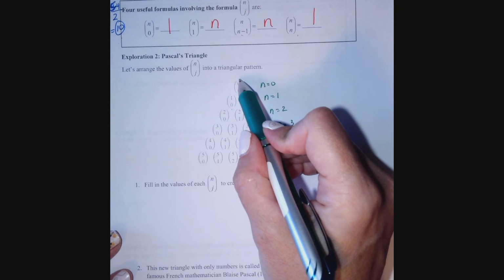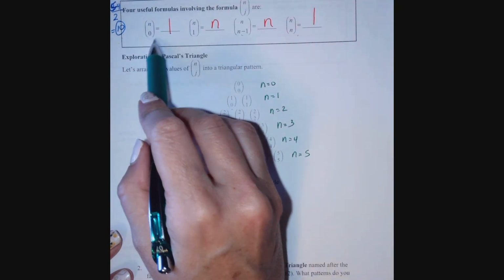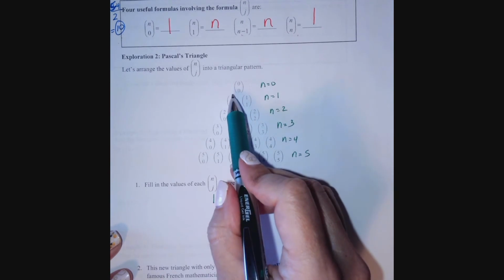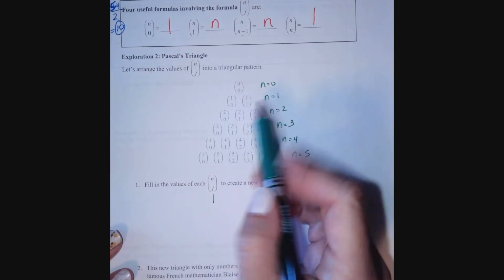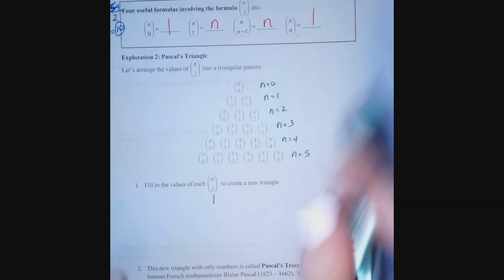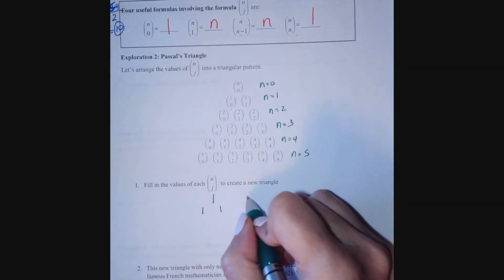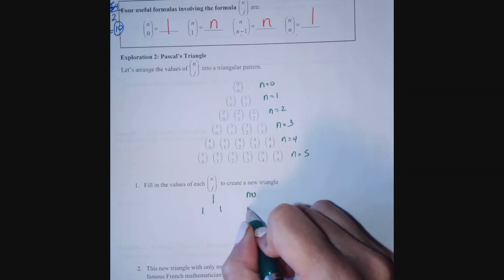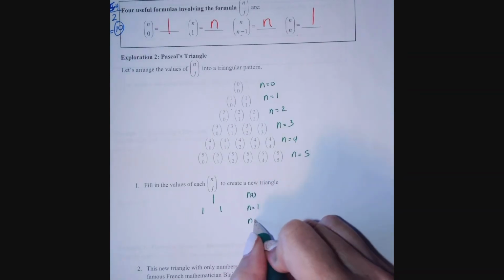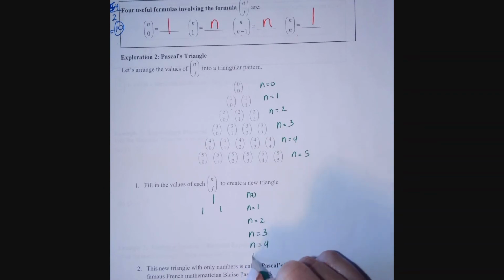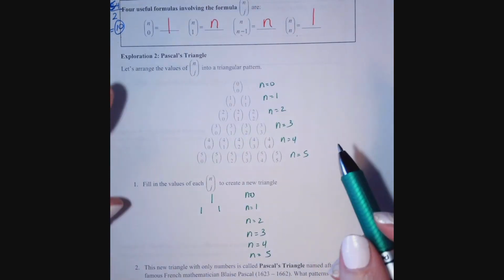If we do 0 choose 0, anything choose 0 is 1. Then we have 1 choose 0 and 1 choose 1. That fits right here. So those are both 1s for that next row. So we have n equals 0, we have n equals 1. We're going to do n equals 2, 3, 4, and 5. And I hope that I didn't just mess up my triangle shape. We're going to see what we can do.